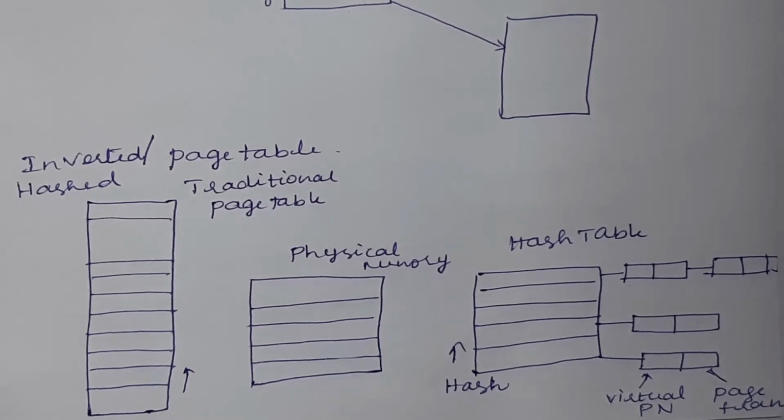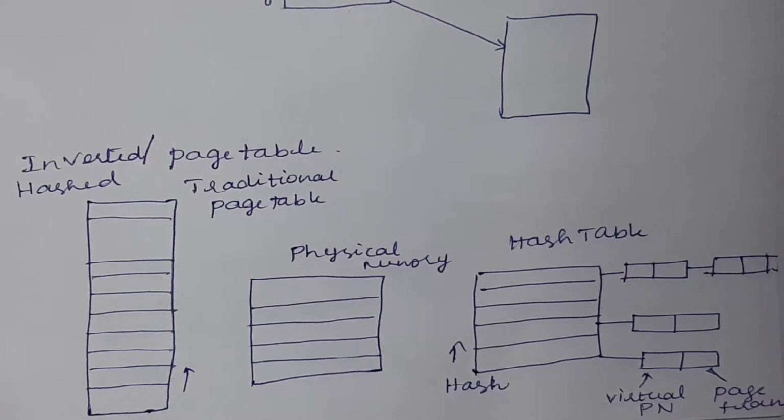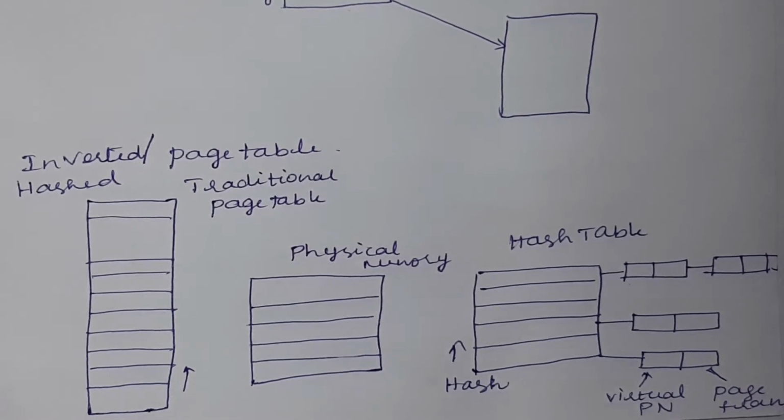In case of multi-level, why are we going for different structures of page table implementation? If the page table needs a larger number of entries, suppose you're working with a very large virtual address space, then you need very large page table entries. In order to hold a large number of entries in the page table, we go with different structures.